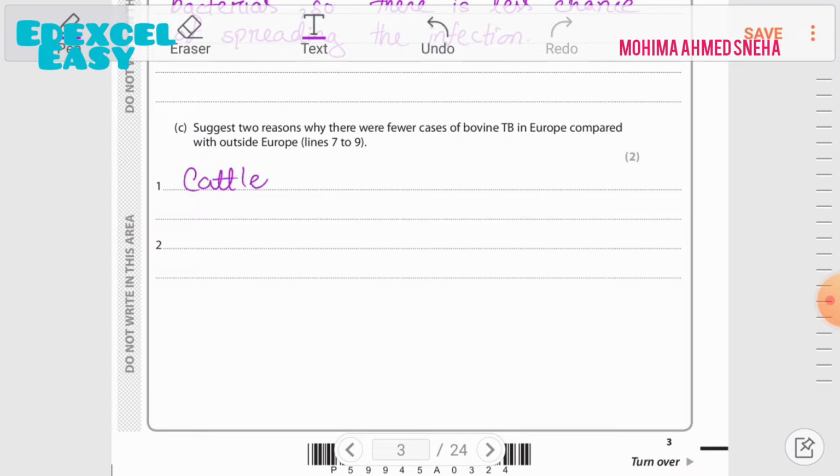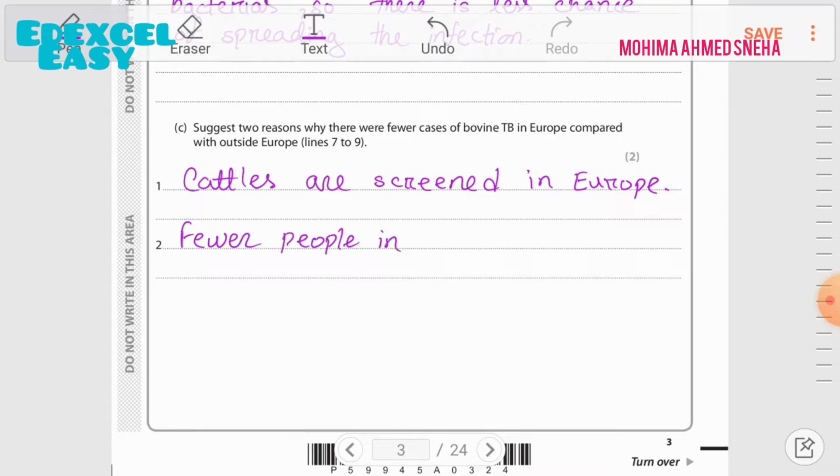Cattle are screened in Europe, and the other reason would be fewer people in Europe than the rest of the world.